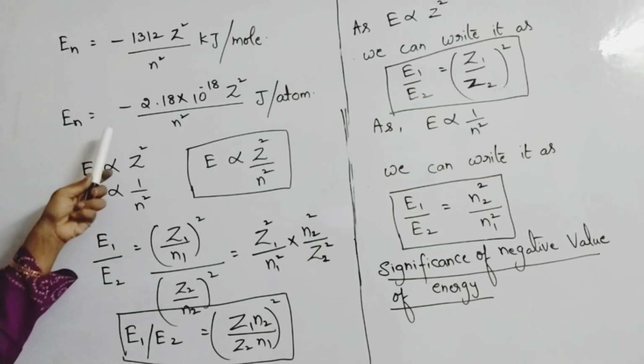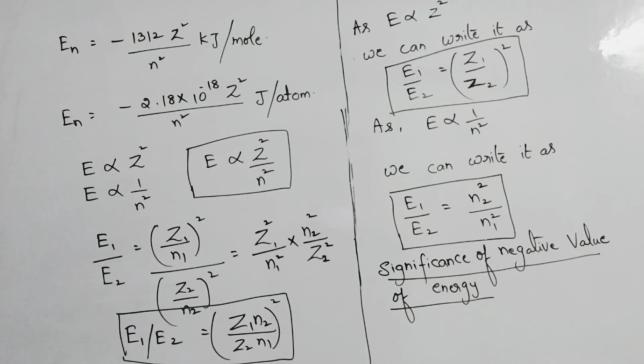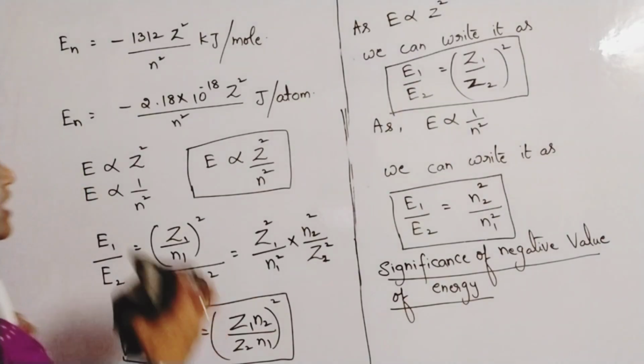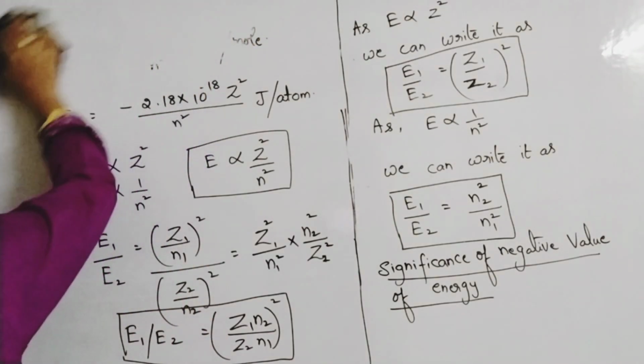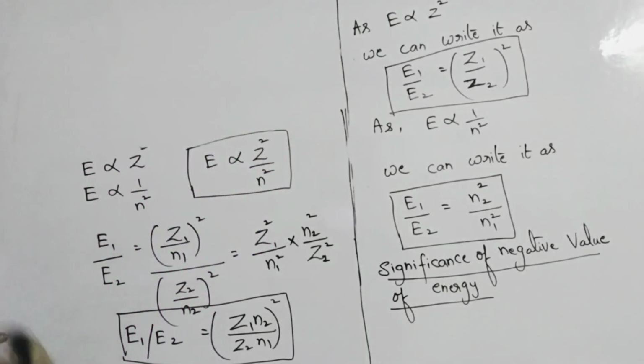I am rubbing this board. See, in all the expressions which I wrote, you are finding a negative value. What is the use of that negative value? What does that negative value indicate? That we are going to learn in the significance of negative value of energy. So what is the significance of negative value?